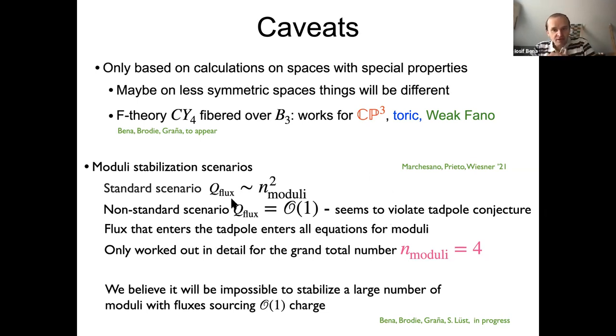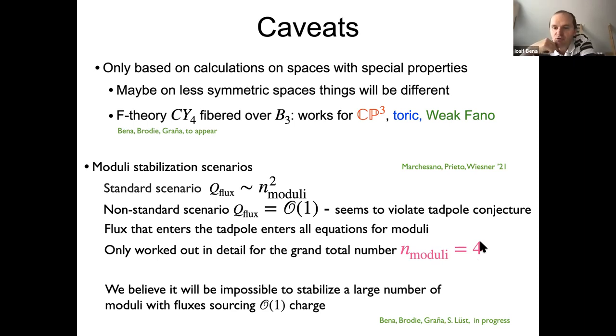So in the second scenario by these guys, it looks like you can violate the tadpole conjecture. However, the problem is that this is a scenario, just some numbers and some fluxes and some equations for the axions and saxions. You can work it out in detail. You can put numbers in, you can actually try in detail to see how it works. And it works for four moduli, you can make it work.